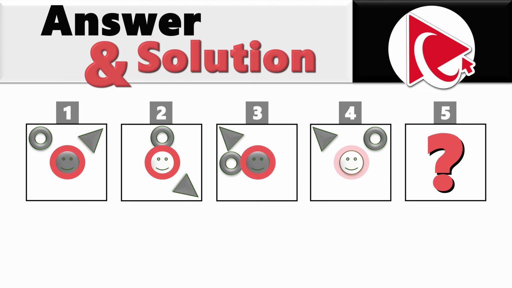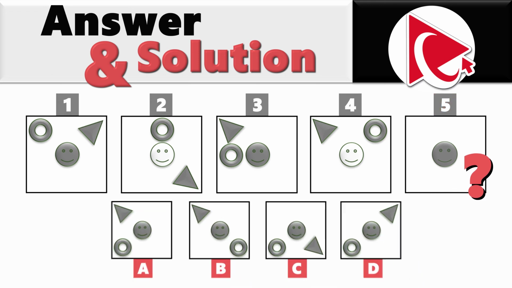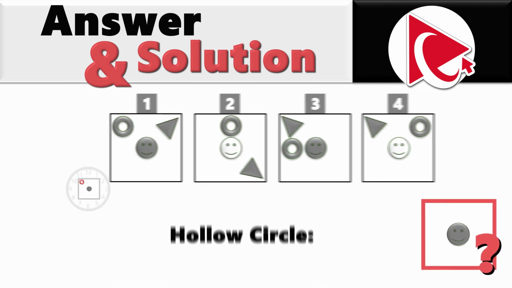Let's look at the smiley face first, because that's the easiest pattern. We see that in the shape 1, smiley shape is dark gray, then it becomes white, then it's dark gray again, and in the shape 4, it's white again. So in shape 5, we can predict that it's going to be dark gray again. Unfortunately, it doesn't help us much, because all choices A, B, C, and D, they have smiley face in a dark gray color.